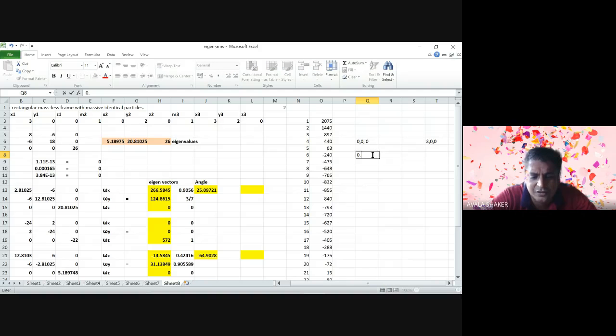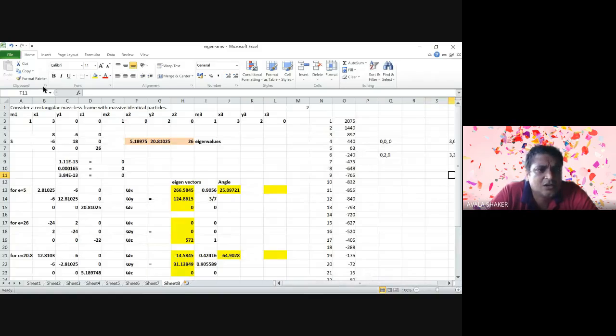So this will be 0, 2, 0, and this will be 3, 3, 0. Okay, so let me start with this. Let me take this as the first mass, m1. The coordinates for the first mass on the x-axis are 3, 0, 0.